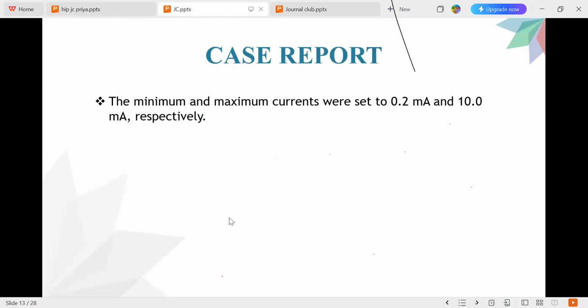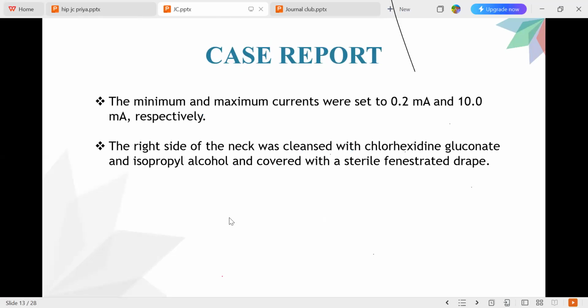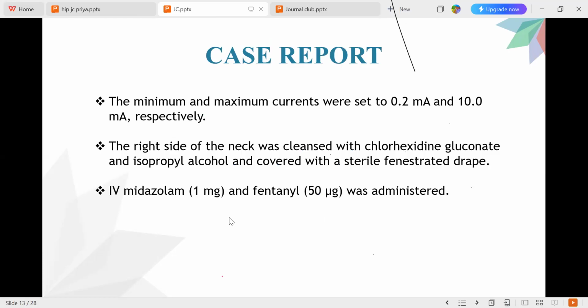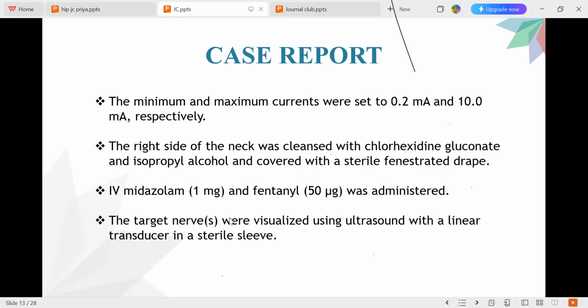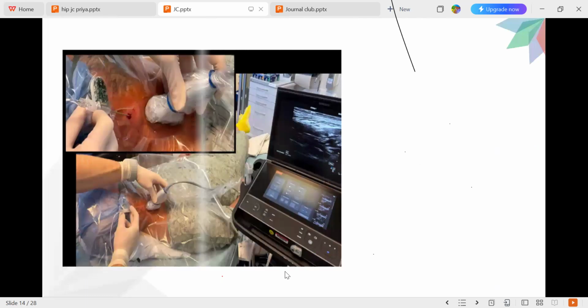So the minimum and maximum currents were set to 0.2 milliamperes and 10 milliamperes. The right side of the neck was cleansed with chlorhexidine solution and covered with a sterile drape. Procedural sedation with IV midazolam 1 mg and fentanyl 50 mics was administered. Using ultrasound, the target nerves were visualized with a linear transducer in a sterile sleeve.